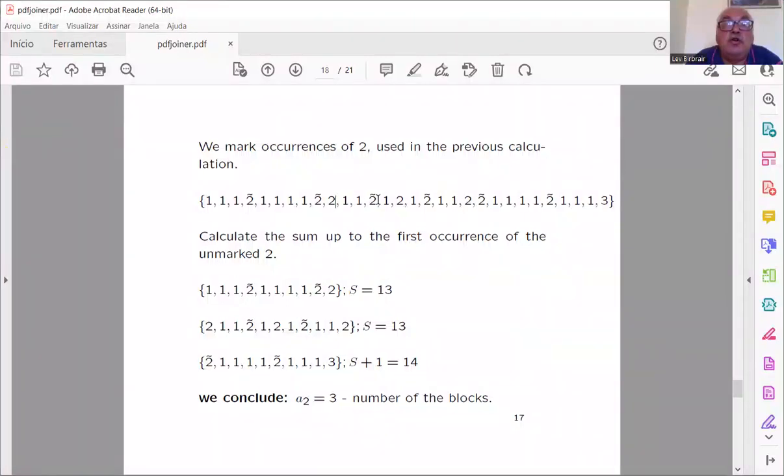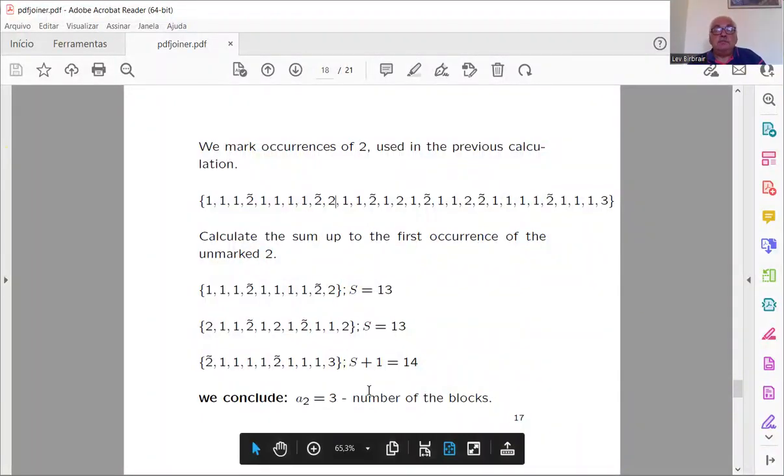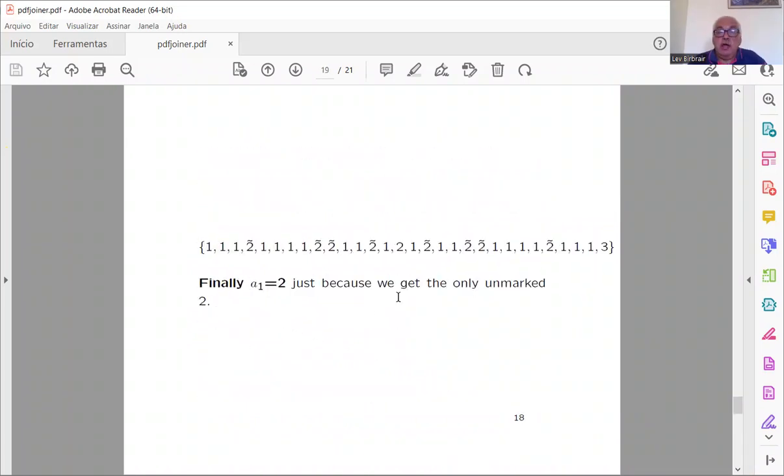And then we go to here up to the second block. This will be the second block where the sum equals 13. And then we start from here, that is the sum equal to 14. As I said, we say the first sum or sum plus one. So then we conclude that A2, the number of the blocks, equals 3. So A1 equals 7, A2 equals 3, and then we have just one unmarked 2, so we have only two blocks. So then we have that A1 equals 2.